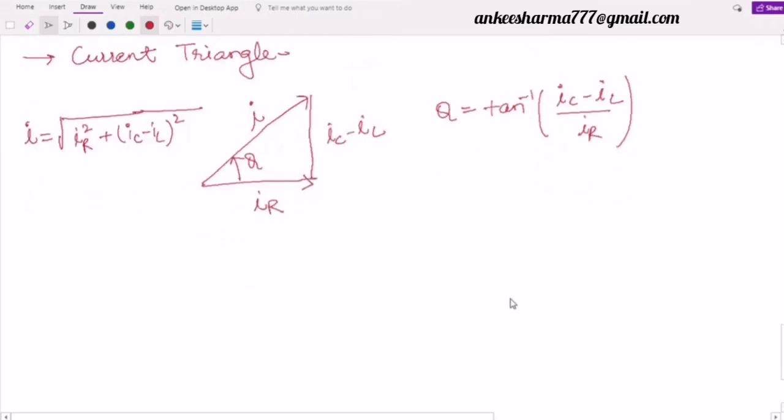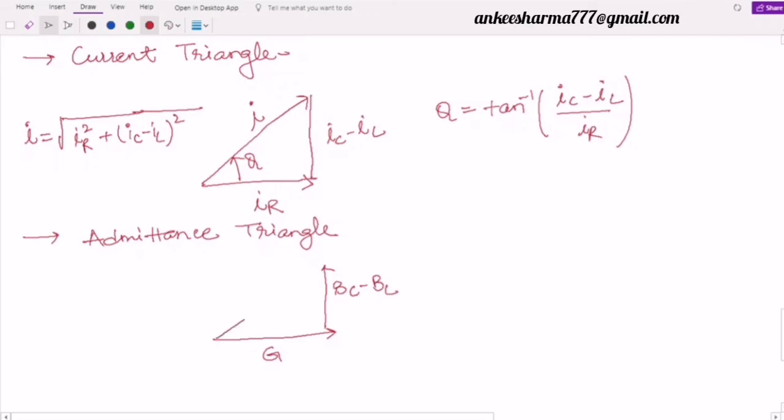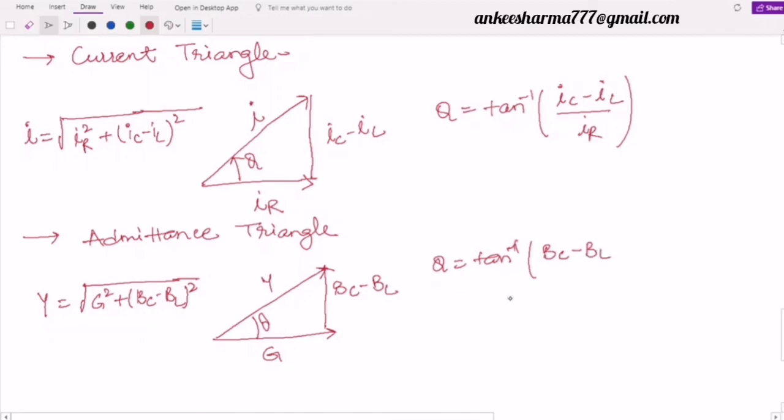So the second one is my admittance triangle. In the admittance triangle, I will again take the reference as G. Then on the positive side, if I am considering, then definitely it will be BC minus BL, and the resultant is Y, where Y is equal to under the root of G square plus BC minus BL whole square, and theta is equal to tangent inverse of BC minus BL divided by G.